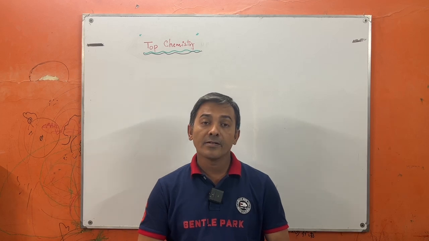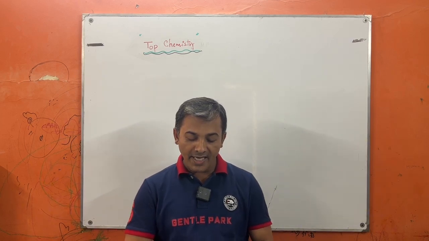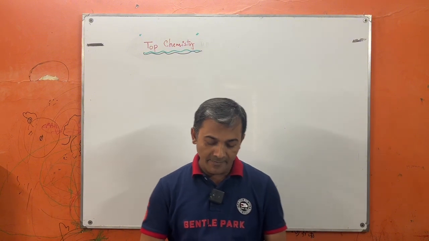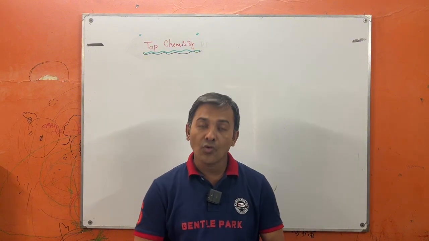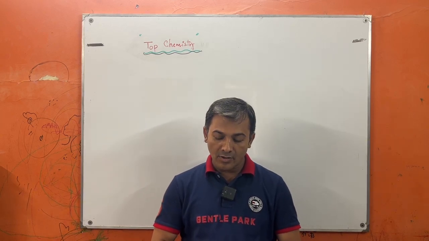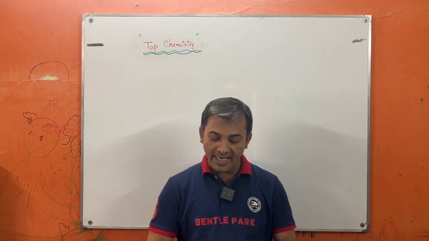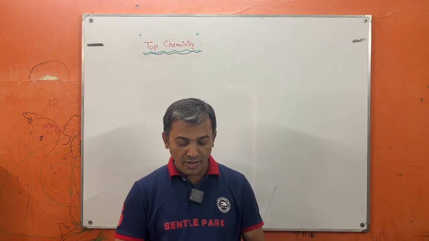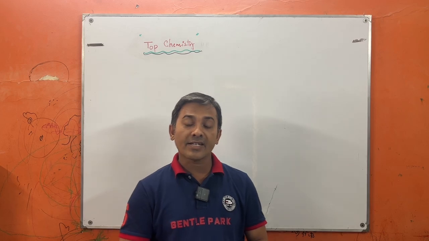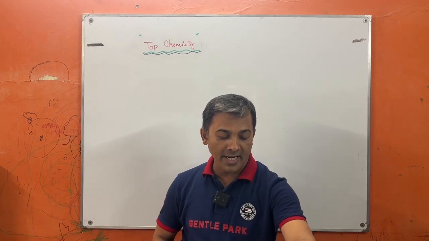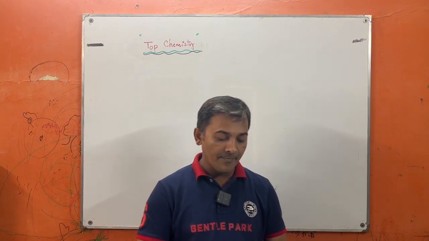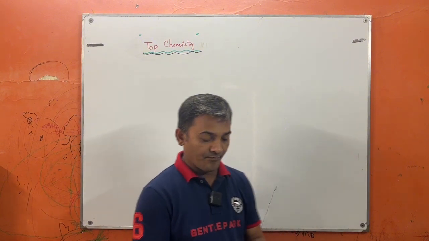Today our topics are: number one, relationship between moving particle and wave. Number two, calculation of wave number of an electron revolving in an orbit outside the nucleus of an atom. My dear students, let's start. We are starting our topics. Number one, relationship between moving particle and wave.